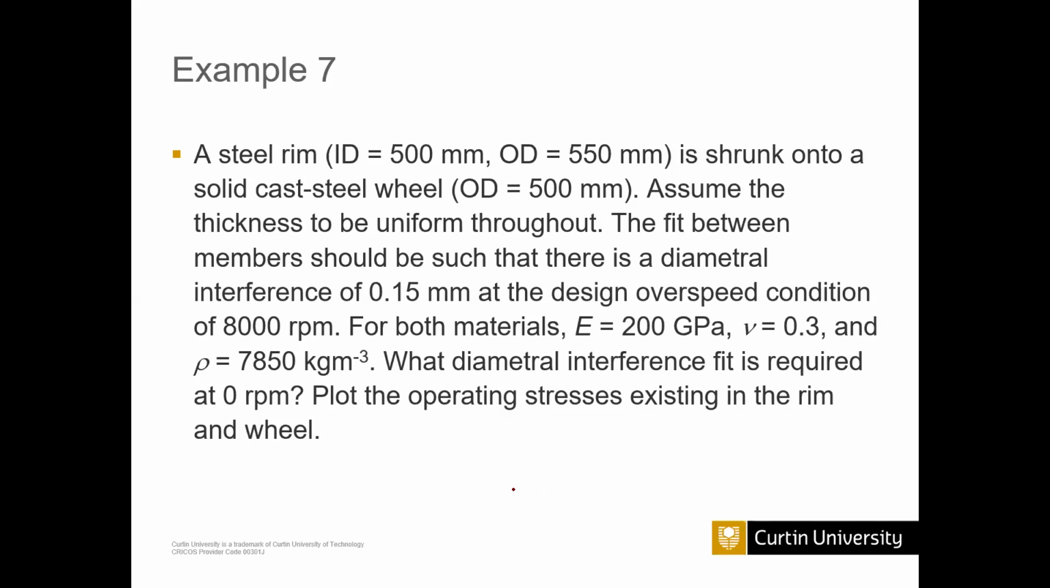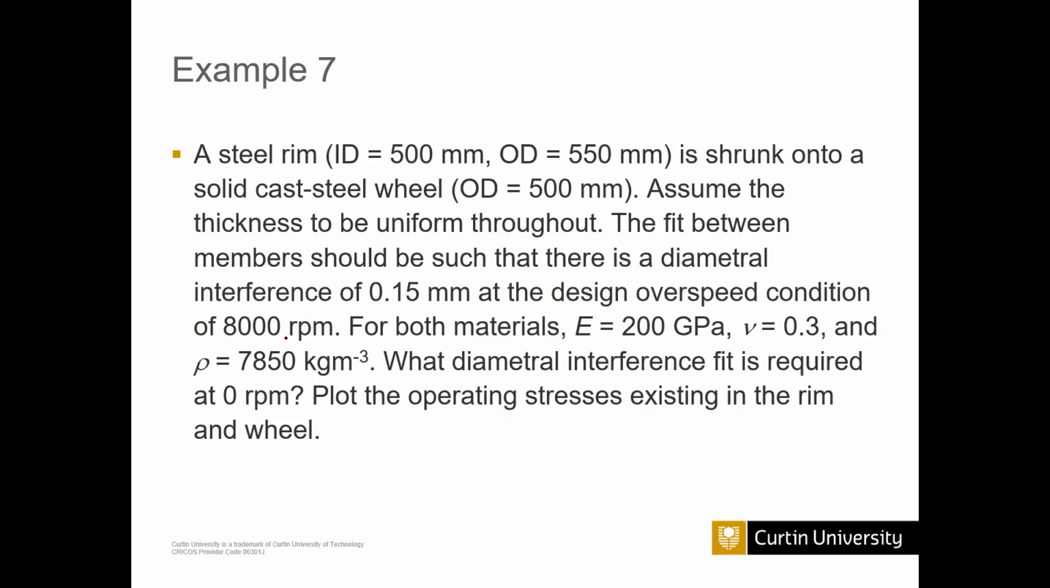There is a steel rim. Internal diameter and outer diameter are given. It is shrunk onto a solid cast steel wheel. The diagram will be provided on the next slide. Outer diameter 500 millimeter. Assume thickness to be uniform throughout. The fit between members should be such that there is a diametral interference of 0.15 millimeter. When you consider the interference, you need to divide by 2. At design, always consider peak conditions of 8000 RPM.